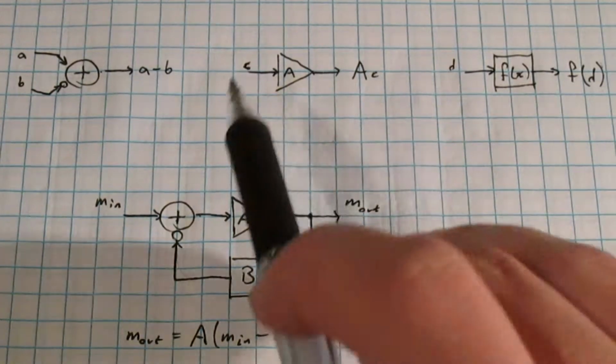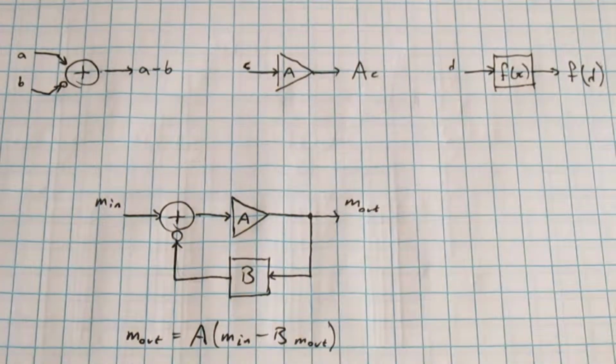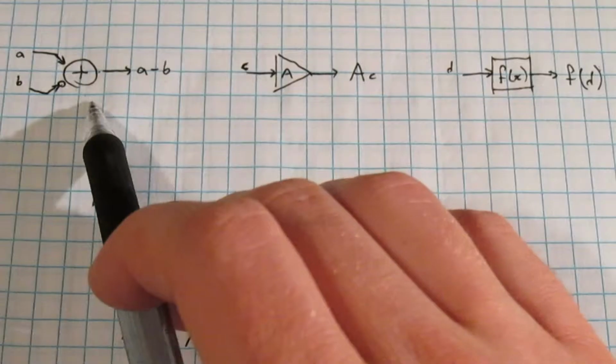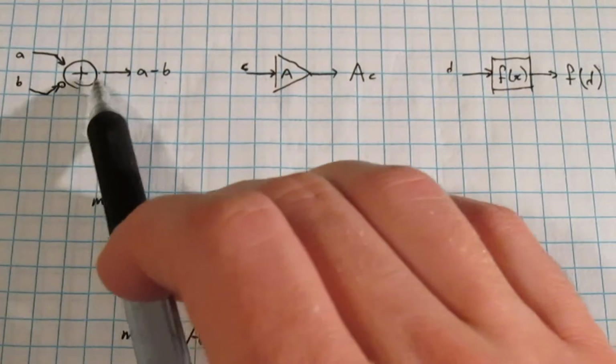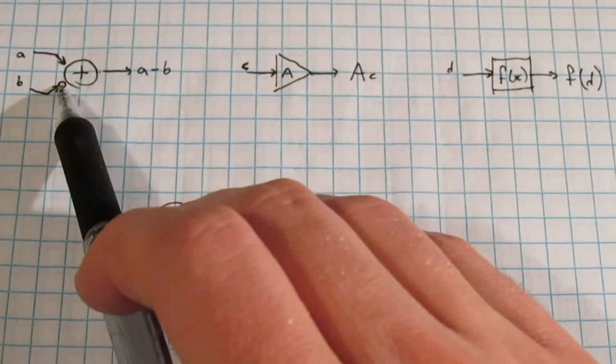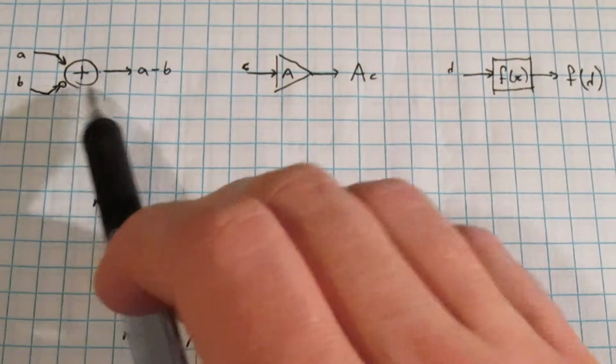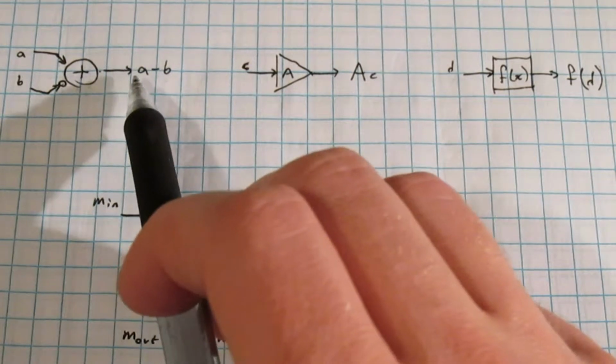So in my block diagrams I have lines that show where the signals go and little shapes for pieces of the circuit that act on the signal. For a circle with a plus in it, its output is going to be the sum of all of its inputs. And when I put a little bubble on one of the inputs, that means it's inverted. So in this case, B gets added with a negative sign. So here the output is going to be A minus B.